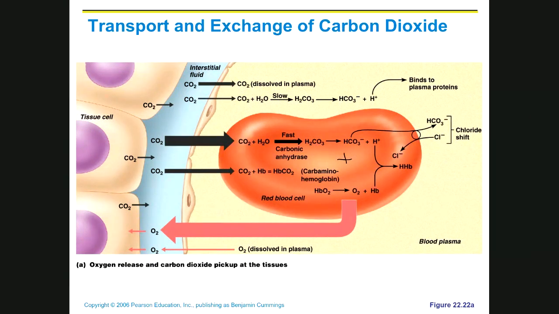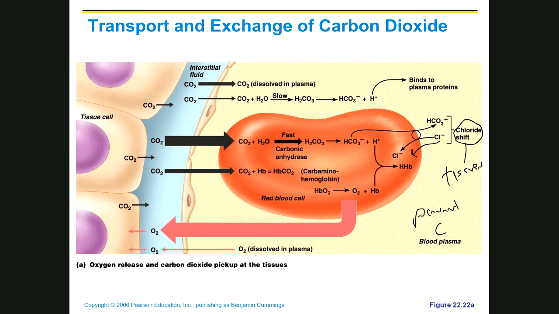So the way that is, for every bicarbonate that leaves, a chloride enters. And that's called the chloride shift. So the chloride shift happens at the tissues. It's when chloride enters the red blood cell, and it does so to prevent the red blood cell from developing a charge.